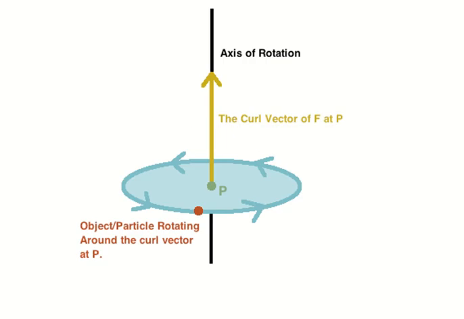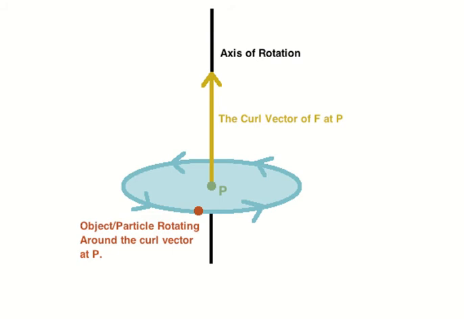Just look at this picture. This is the geometrical interpretation of the curl of a vector. This particle is rotating around the curl vector. Curl is a cross product, and we already know that a cross product is a vector product, so the result is a vector, and a vector always has some direction.